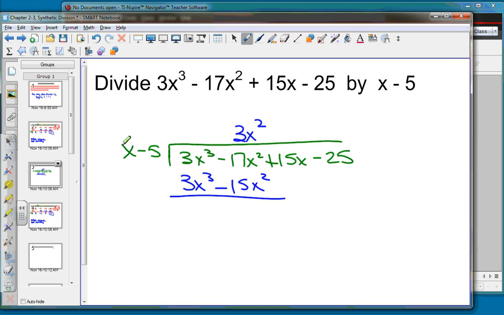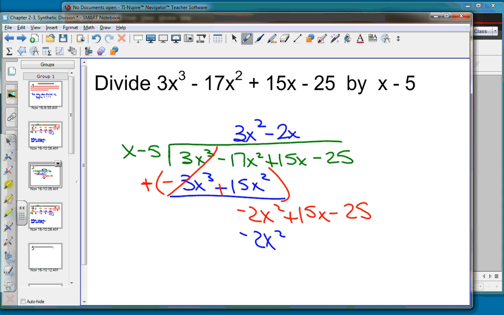What do we do here? We subtract, so this changes the signs. Those are gone. I'm left with negative 2x squared. Bring down the 15x minus the 25. Now, what do I multiply x by to get negative 2x squared? Negative 2x. So negative 2x times x is negative 2x squared. Negative 2x times negative 5 is going to give you a positive 10x. What do I do vertically here? I subtract, so that changes my signs. That's gone.